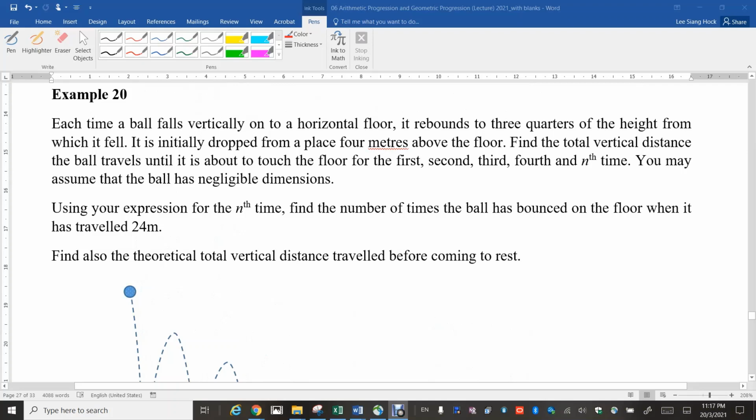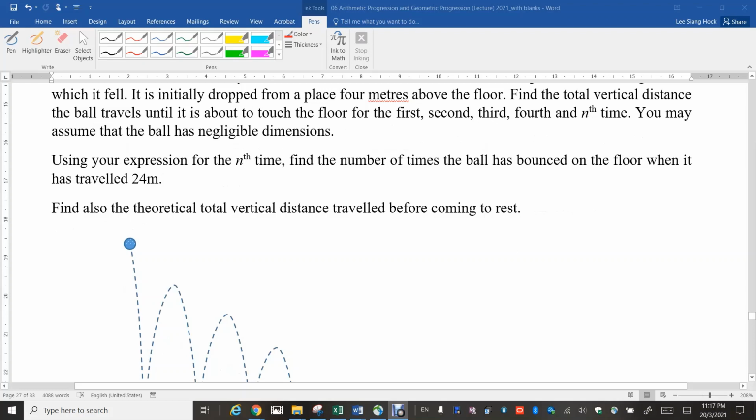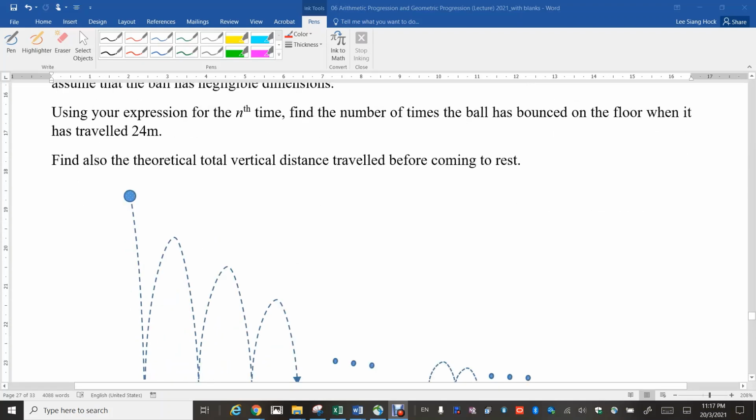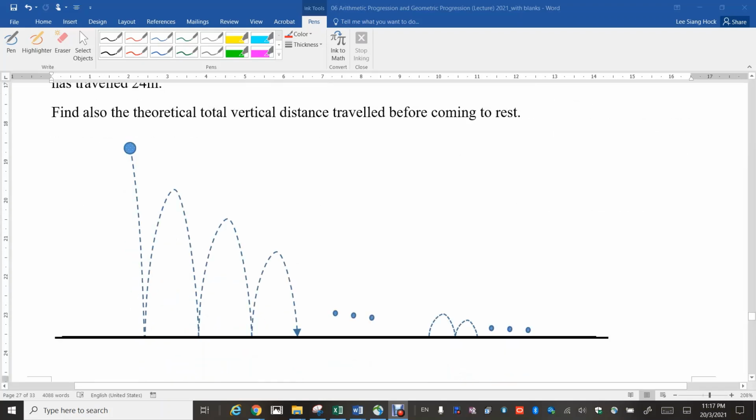It is initially dropped from a place 4 meters from the floor, and we must find the total vertical distance the ball travels until it is about to touch the floor on the first, second, third, fourth, and nth time. You may assume that the ball has negligible dimensions, right? Okay. So you see, over here it says that it rebounds to 3/4 of the height from which it fell. So first, it starts from 4 meters.